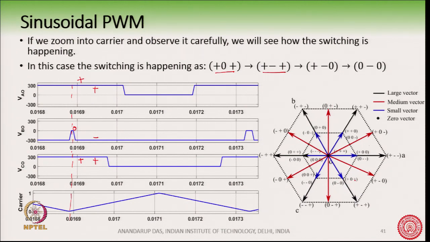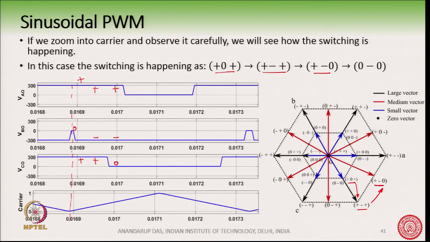So, from plus 0 plus we have now gone to plus minus plus, from here to here. Then from there we will come to this point here and we will see that this is plus, this is minus and this is 0. So, plus minus 0, this is the third transition happening. From here we go to here.